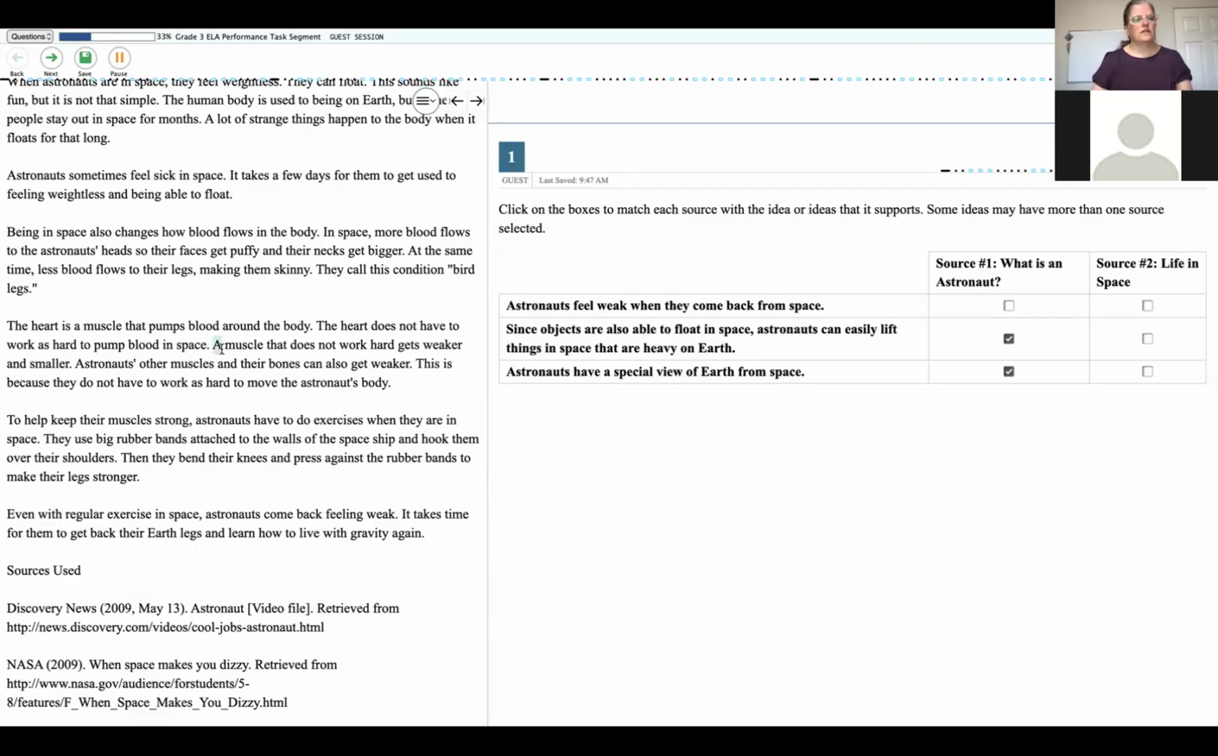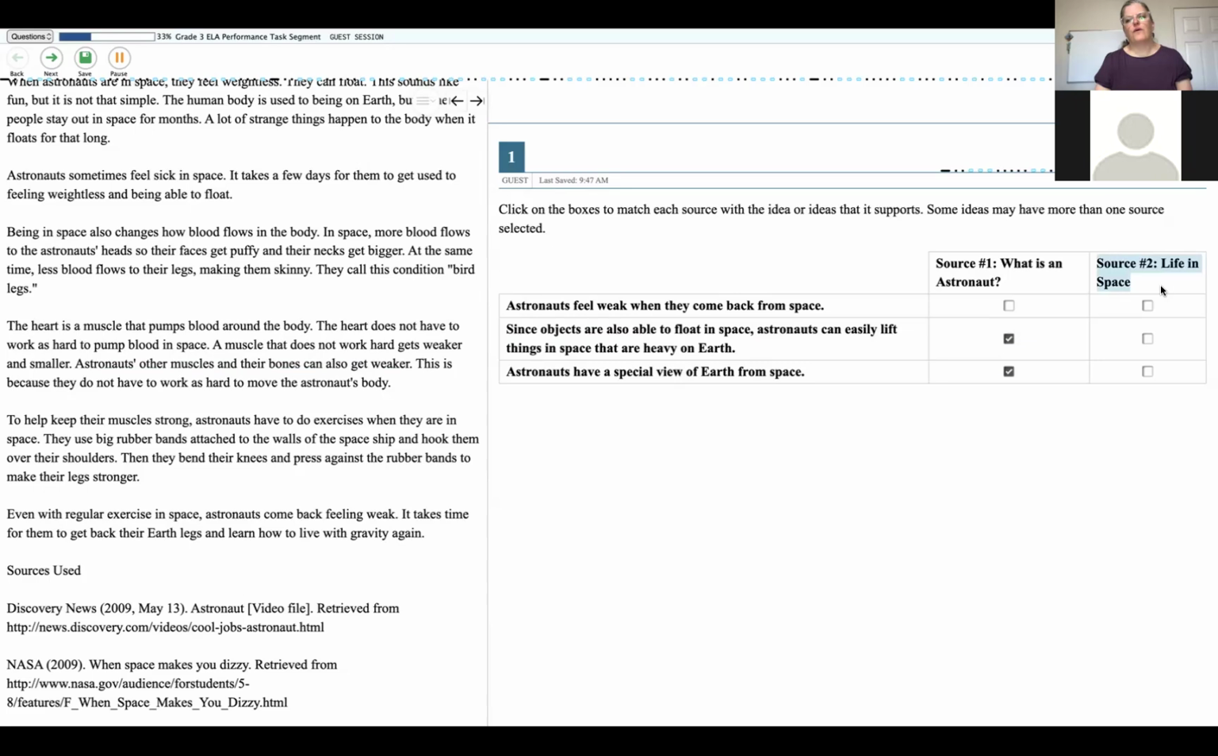Okay, here it is. Wait, muscle gets weaker, astronauts. Right here. Go ahead and read that blue sentence to me. Astronauts? Other muscles and their bones can also be weaker. Good. And this one, astronauts feel weak when they come back from space. Yes, good, right, Sean. I'm so glad you saw that.